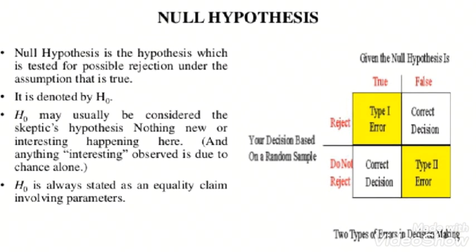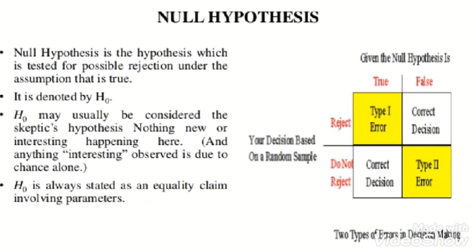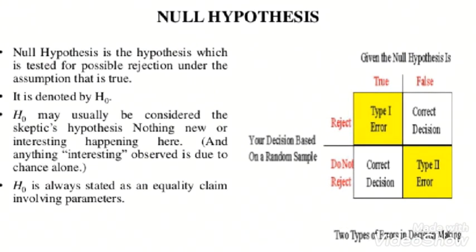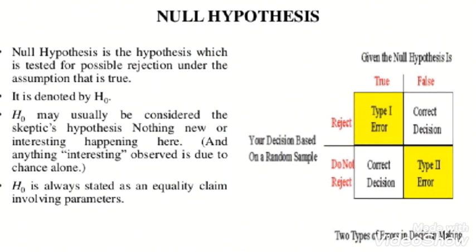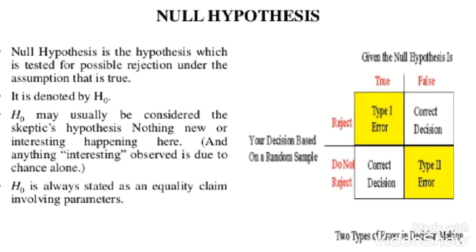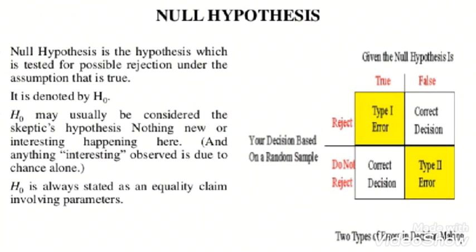H0 may usually be considered the skeptic's hypothesis, nothing new or interesting happening. Then H0 is always stated as an equality claim involving parameters. So whenever you are formulating a hypothesis, you will see there are no changes in your hypothesis, that is, you are not going to show any result, so it will automatically be rejected.